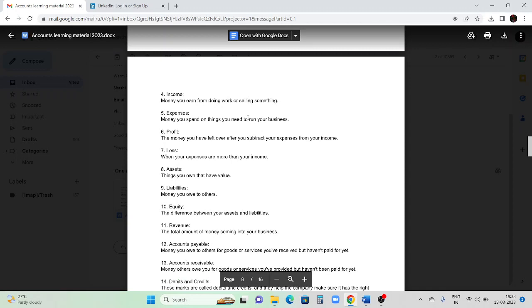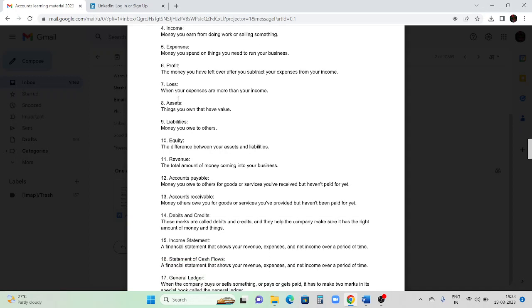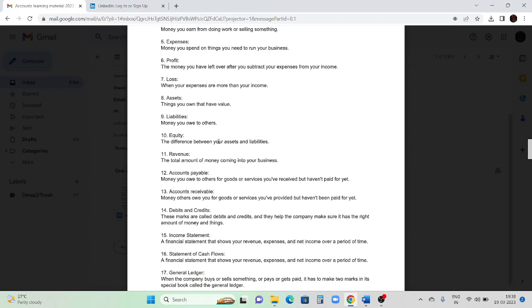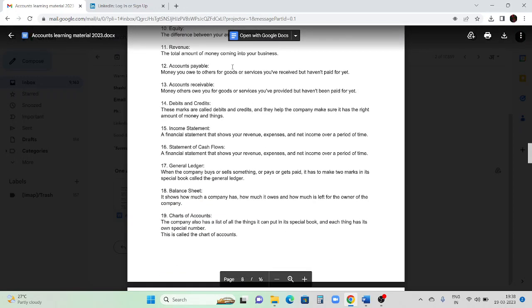Expenses: money you spent on things you need to run your business. Profit: the money you have left over after you subtract your expenses from your income. Equity: the difference between your assets and liabilities. Revenue: total amount of money coming into your business. Accounts payable: money you owe to others for goods or services that you received but haven't paid for yet. Accounts receivable or O2C: money others owe you for goods or services you have provided but haven't been paid for.